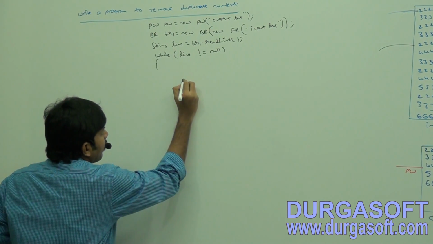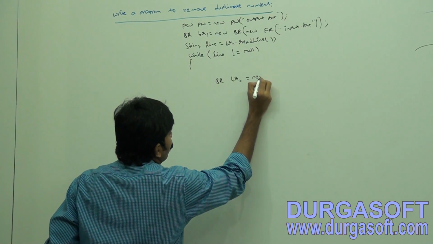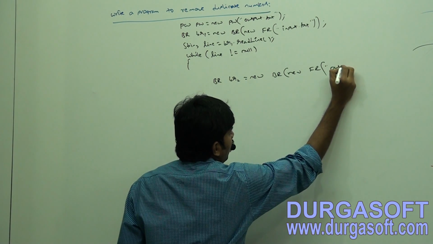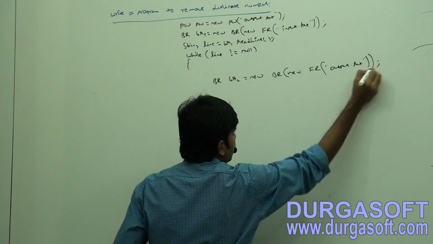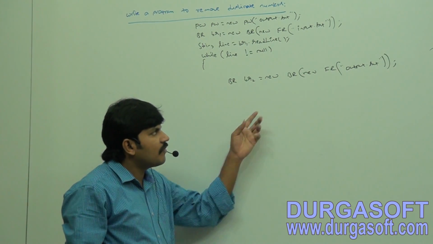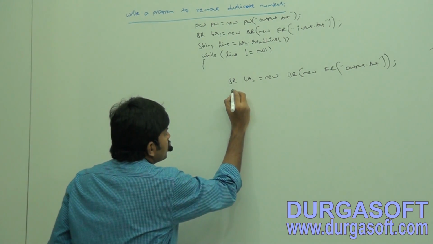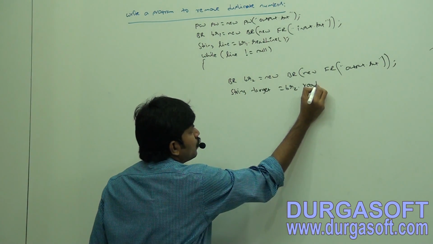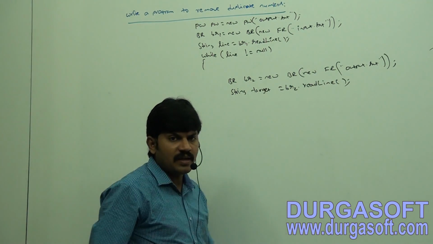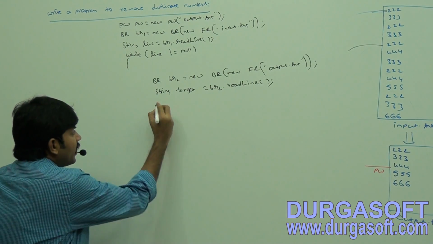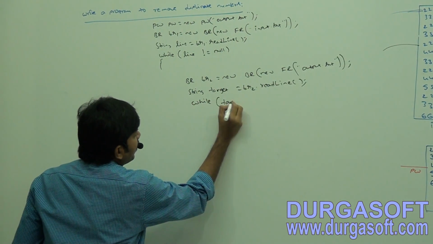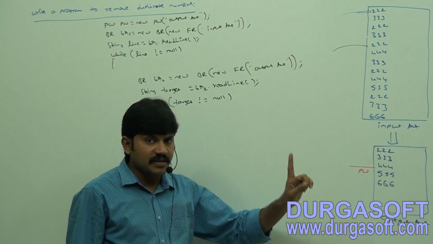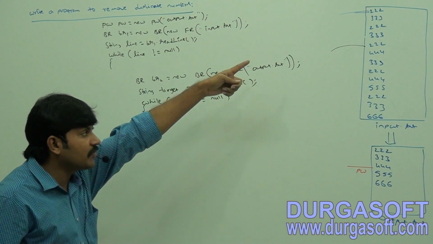Sir, what do we have to do? BufferedReader br2 = new BufferedReader(new FileReader("output.txt")). String target = br2.readLine(). Sir, I got the first line from here. While target is not equal to null, if it is not null, valid data only, then I have to compare with this one.